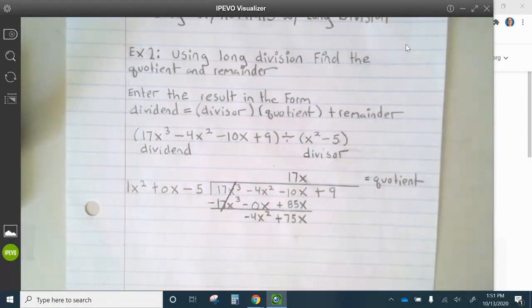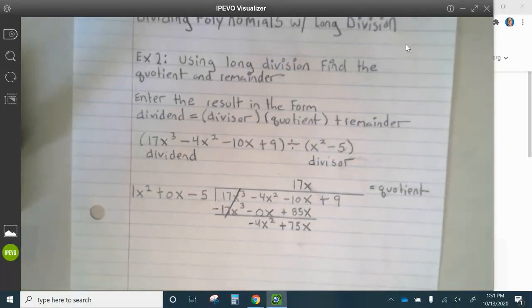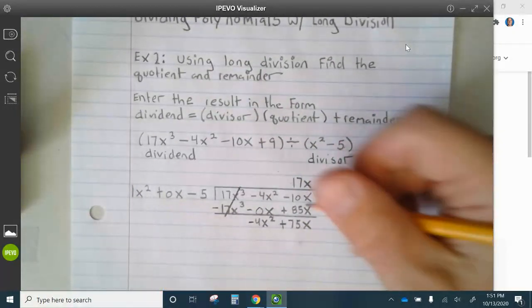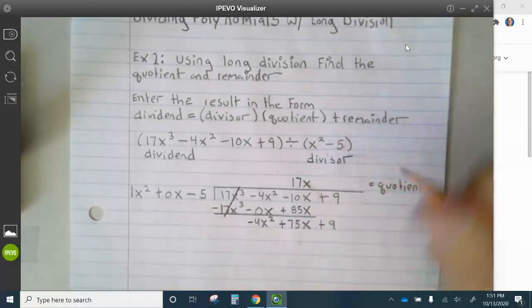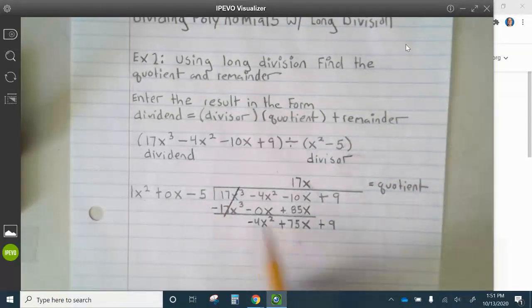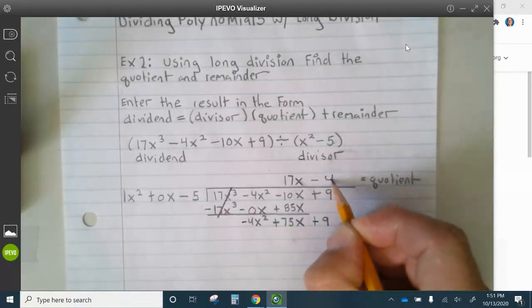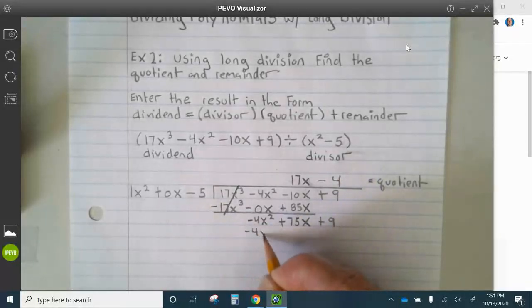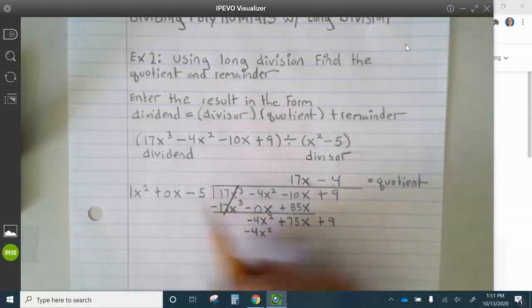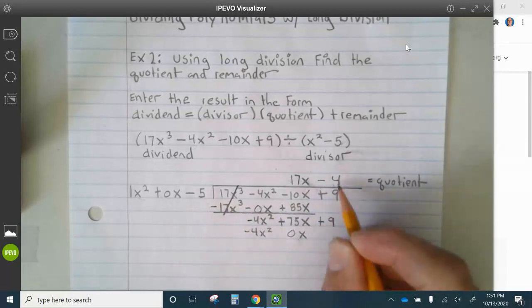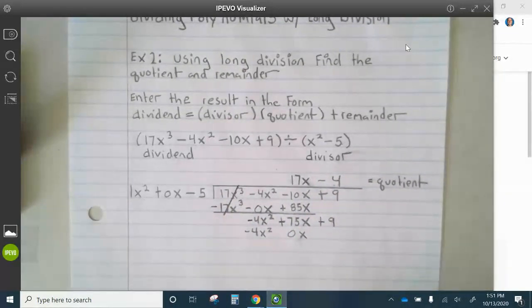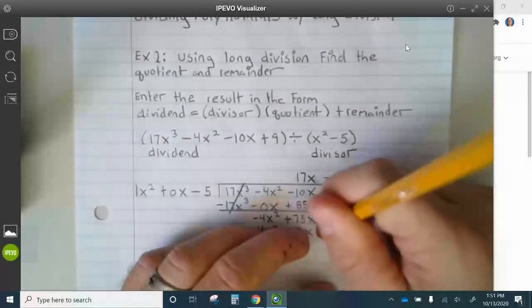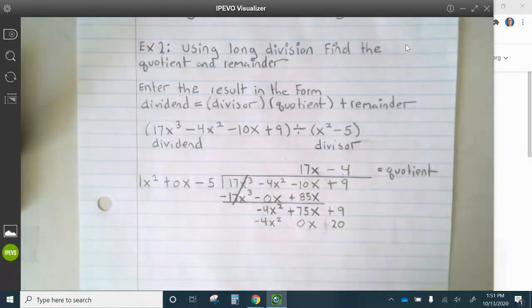Now you ask yourself, what do you multiply? Oh, let's bring down the last term. What do you multiply x squared by to give you negative 4x squared? The answer to that is minus 4. So now we multiply. Negative 4 times x squared is negative 4x squared. Negative 4 times 0 is 0x. Negative 4 times negative 5 is a positive 20. You don't need to put the plus sign. I'll show you why. It's known if you don't have a negative, that's positive.